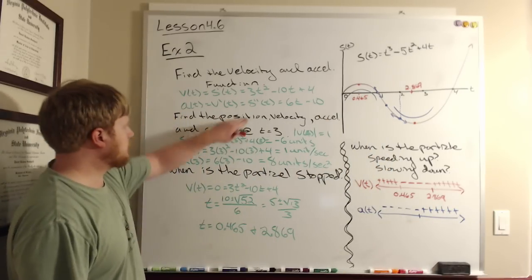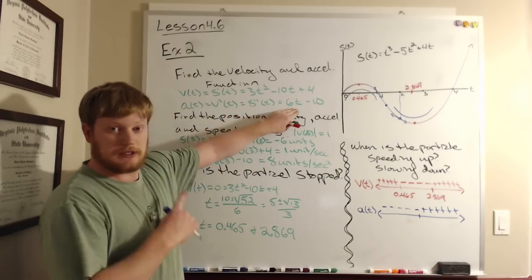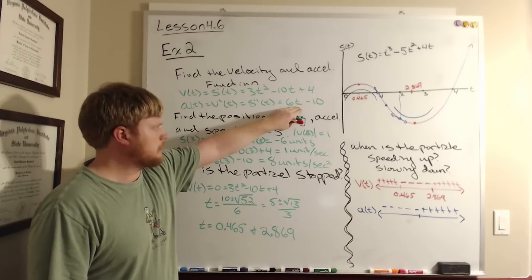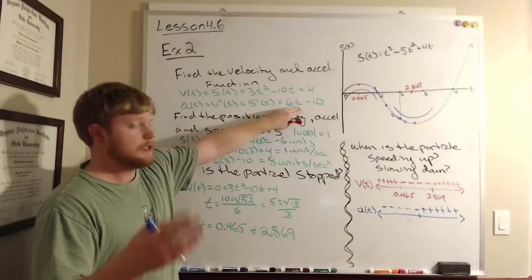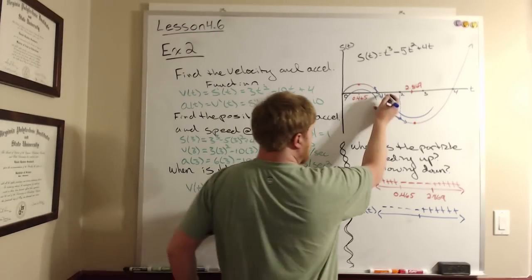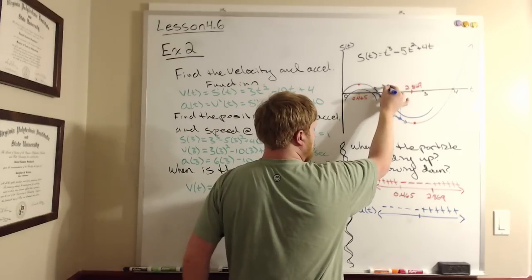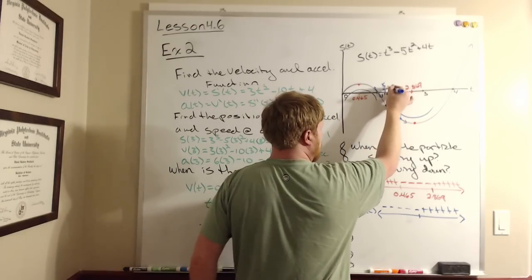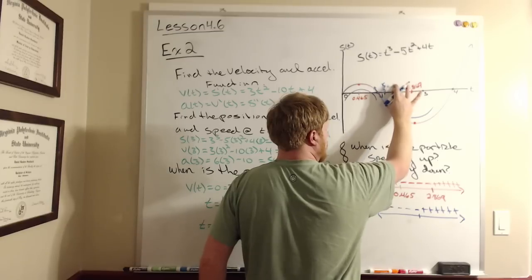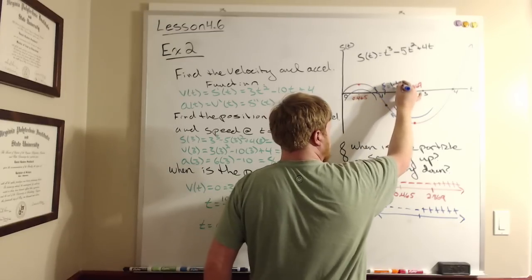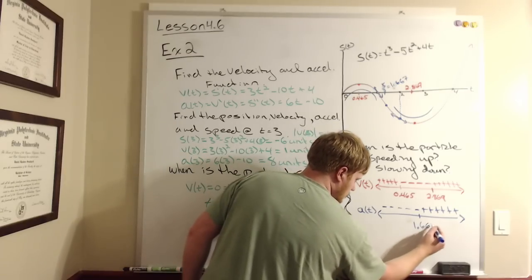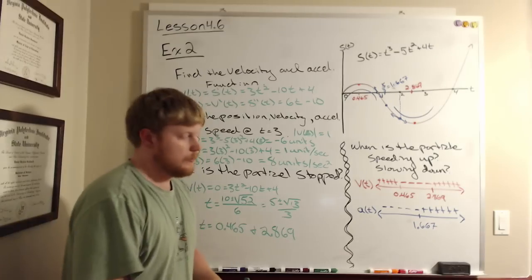And to do that, I just set acceleration equal to 0. And if you do, you can see that t is going to be equal to, what is it, 10 over 6, or 5/3, or 1.667. Okay.